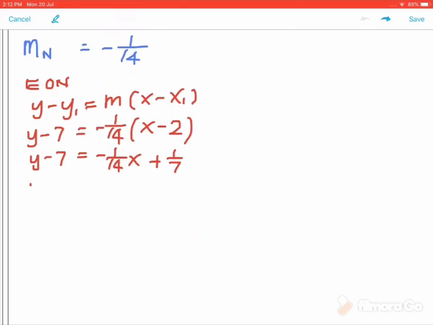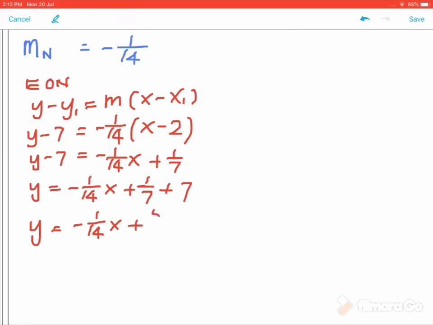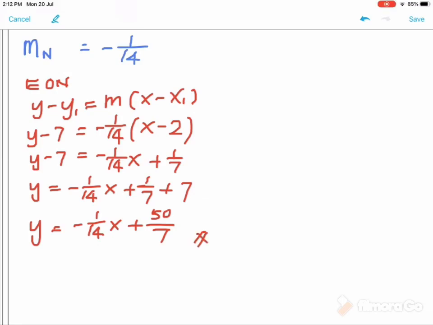After that, we simplify, and we will get y is equal to negative 1 over 14 x plus 1 over 7 plus 7. So the final answer we get is y equals negative 1 over 14 x plus 50 over 7. So this is the equation of the normal.